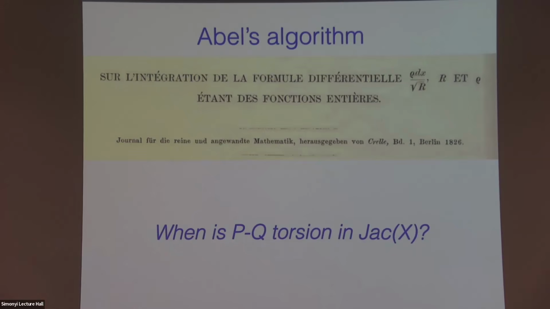If you have 2 points on a Riemann surface, when is there a difference torsion in the Jacobian variety? The Jacobian variety is a group. P minus Q is a divisor of degree 0, so it determines an element there. When is some power of it equal to 0 in this group? And I learned about this work of Abel from Dick Gross, who knows everything and sadly recently passed away.